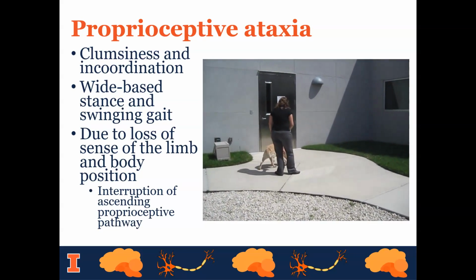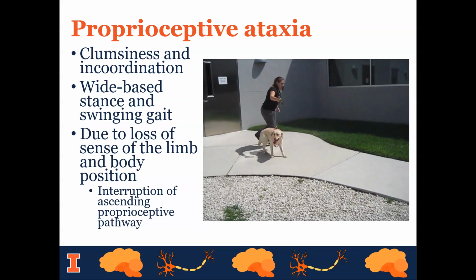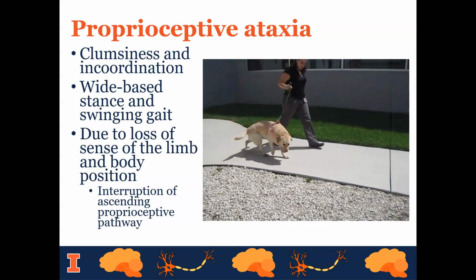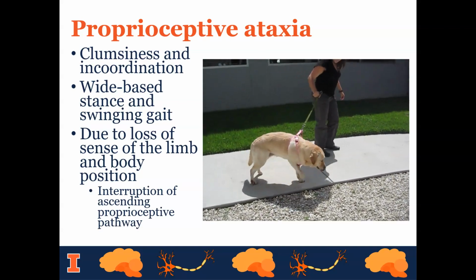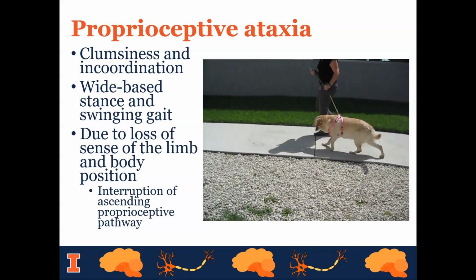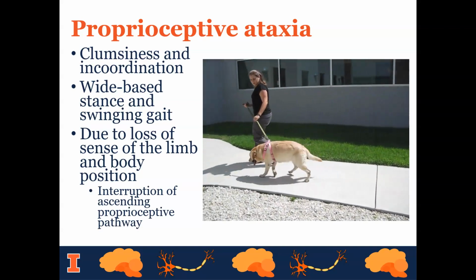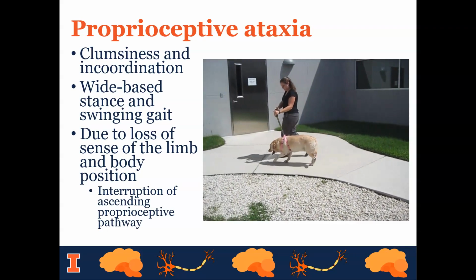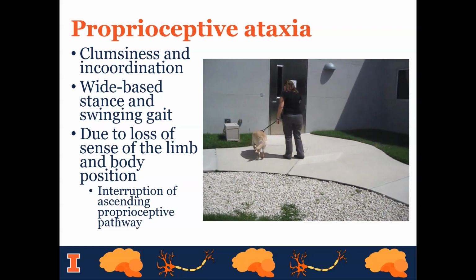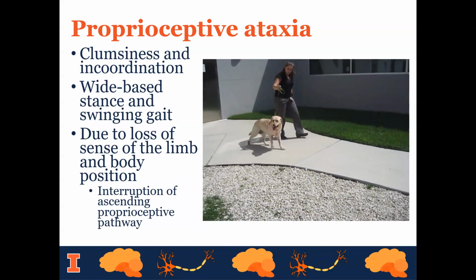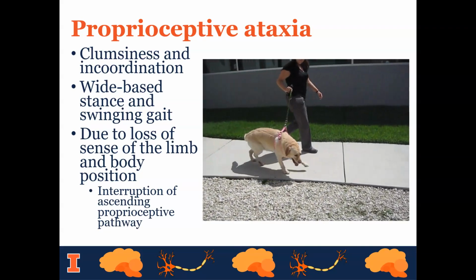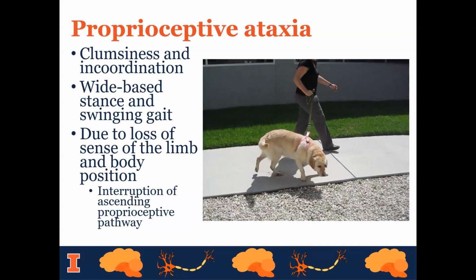So this means the front legs are short and choppy and the back legs are really long and sloppy. It looks like you took one half of one dog and glued it onto half of another dog, because the two ways of walking are so different in the same pet. And this is also a localizing sign. So it tells us there's a problem in the caudal cervical area, or the C6 to T2 area of the spinal cord.